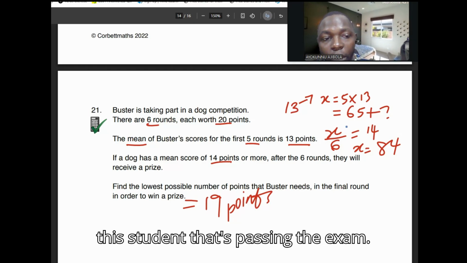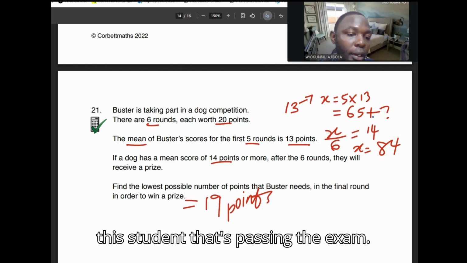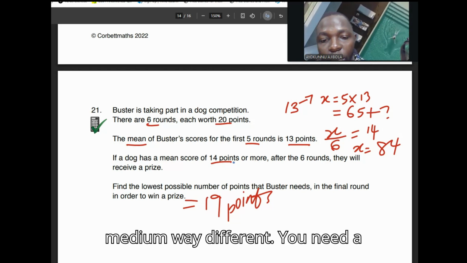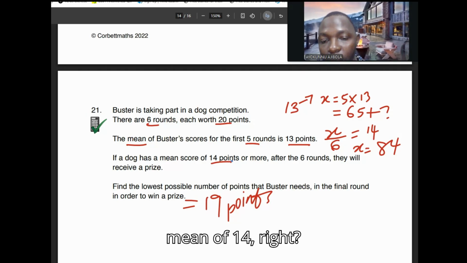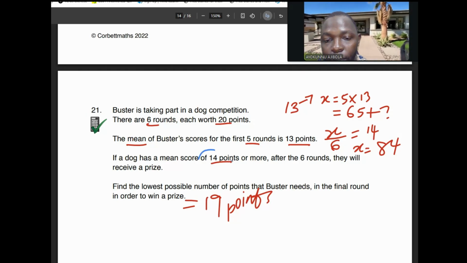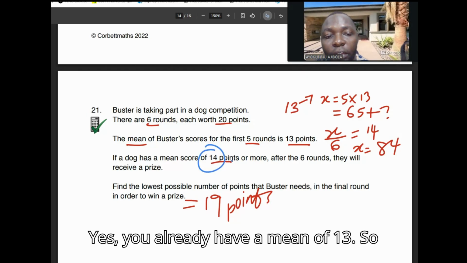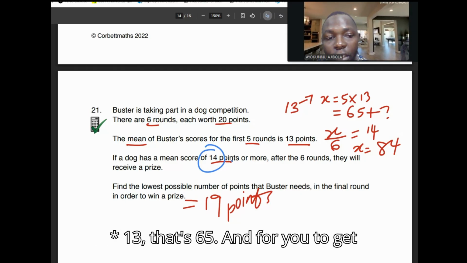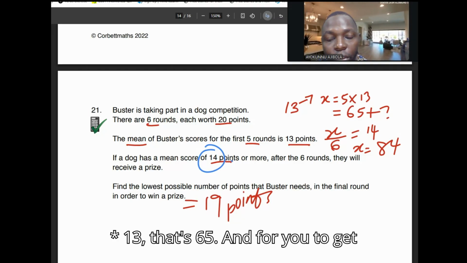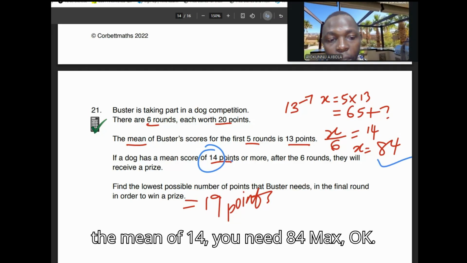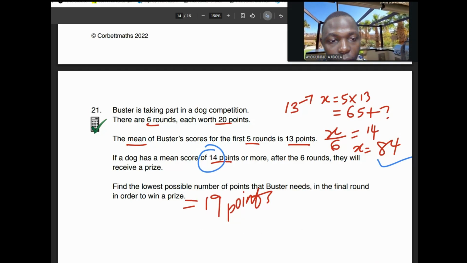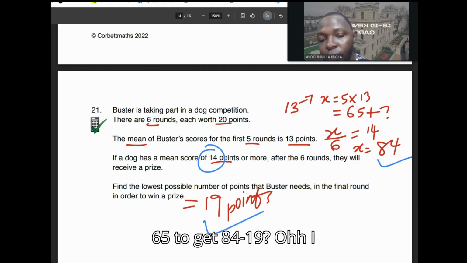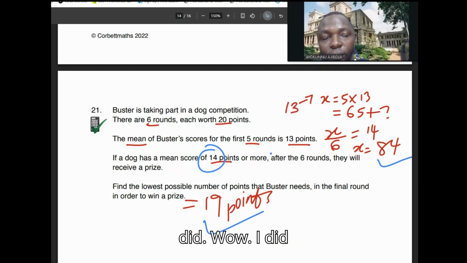About the student that is passing the exam, you need a mean of 14, right? Yes. You already have a mean of 13. So what's the total that you already have? 5 times 13, that's 65. And for you to get a mean of 14, you need 84 marks. So what will you add to 65 to get 84? That's 19.